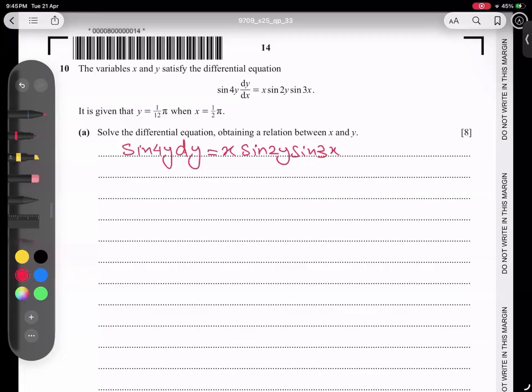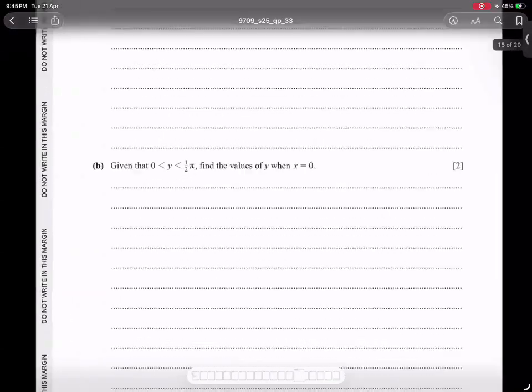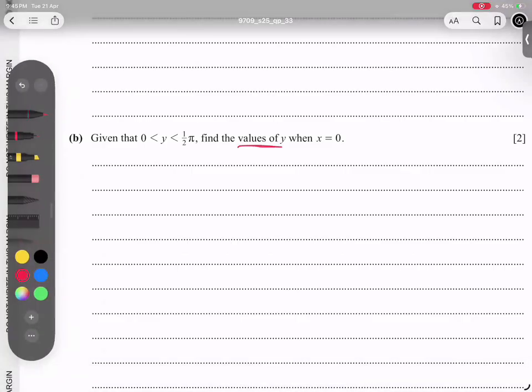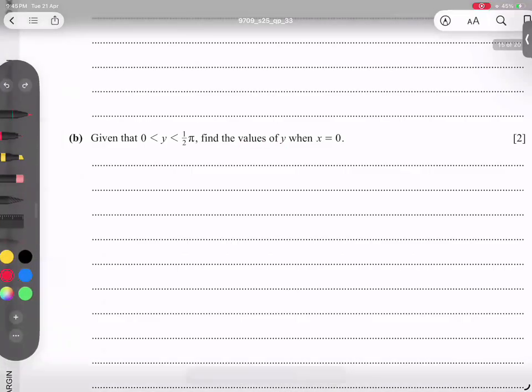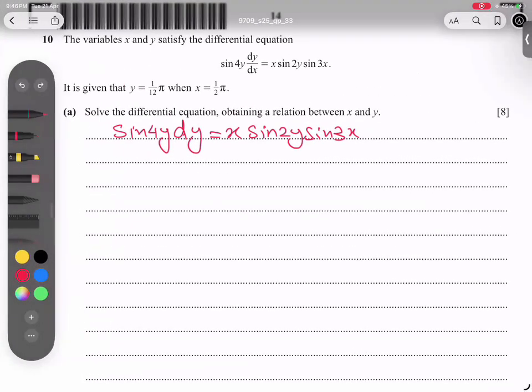We will check it. What is the next part on the next page? Maybe it will help us. He is asking to find the y value, so it means we have to make y the subject. Anyway, we are not bound because the examiner is not bounding us, but I think I will go for sin on the left side. So this goes this way, and I'm getting sin 4y over sin 2y dy equals x sin 3x dx.